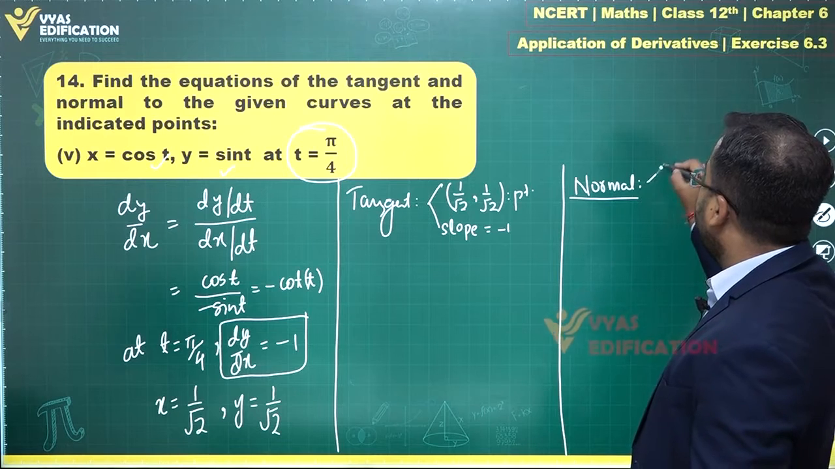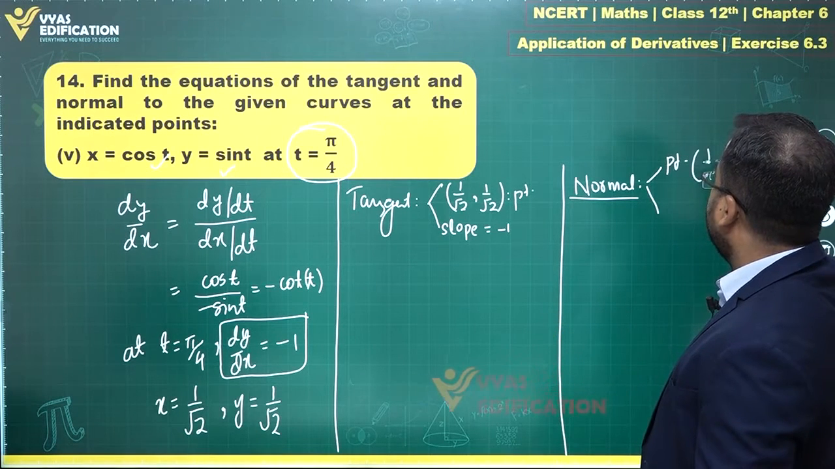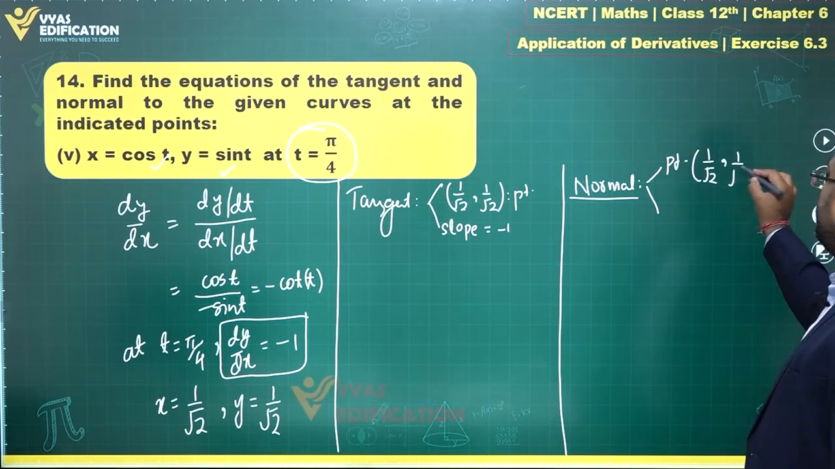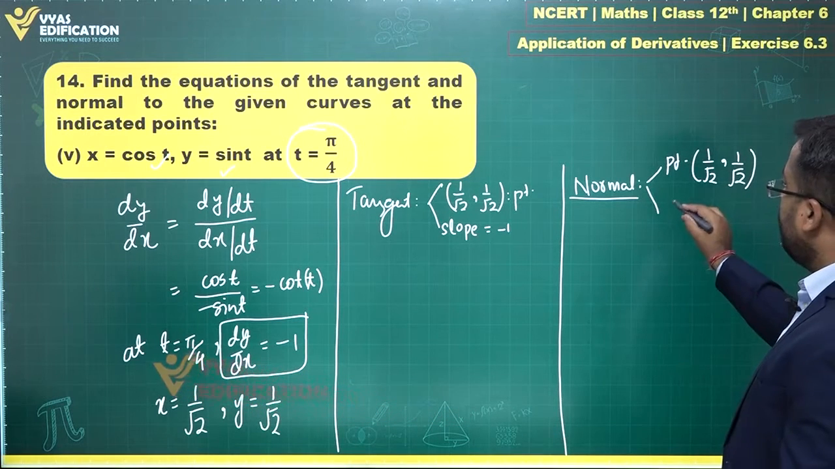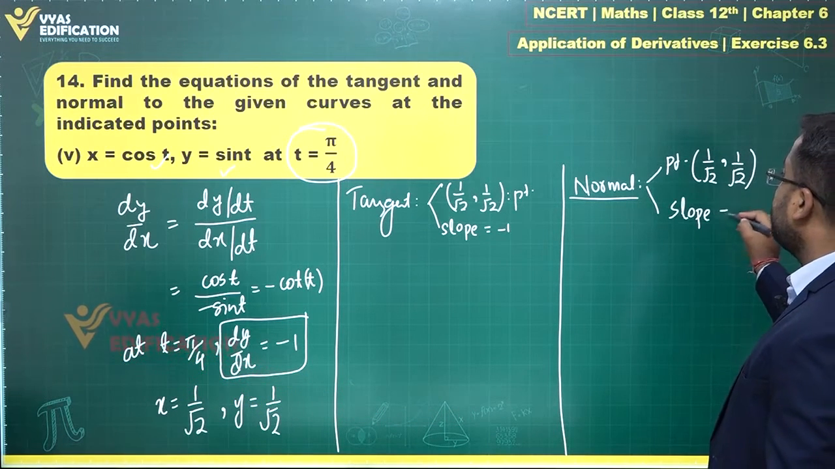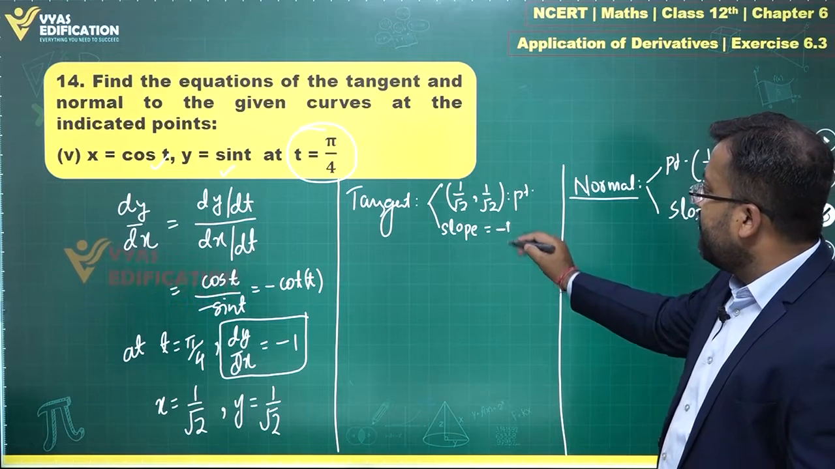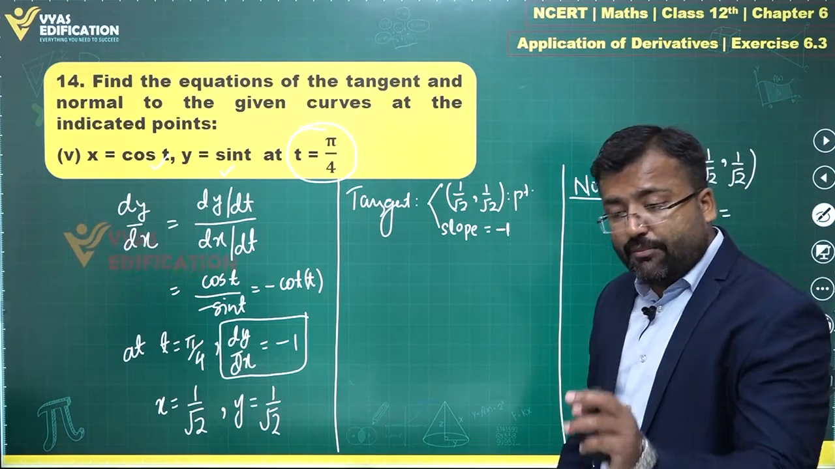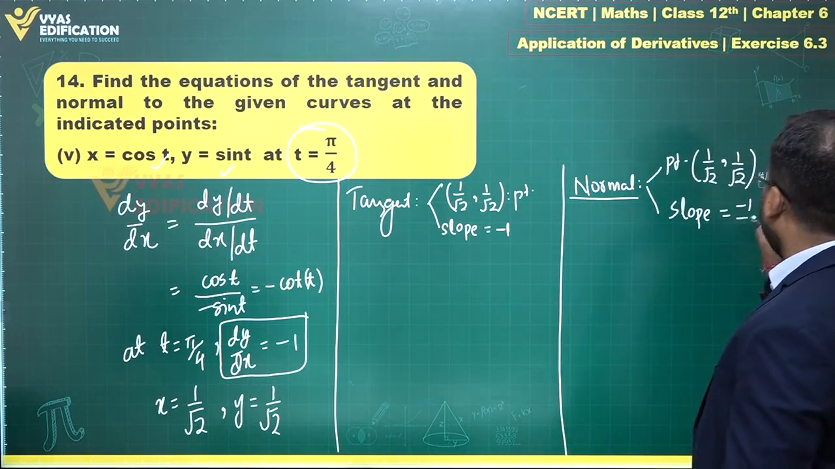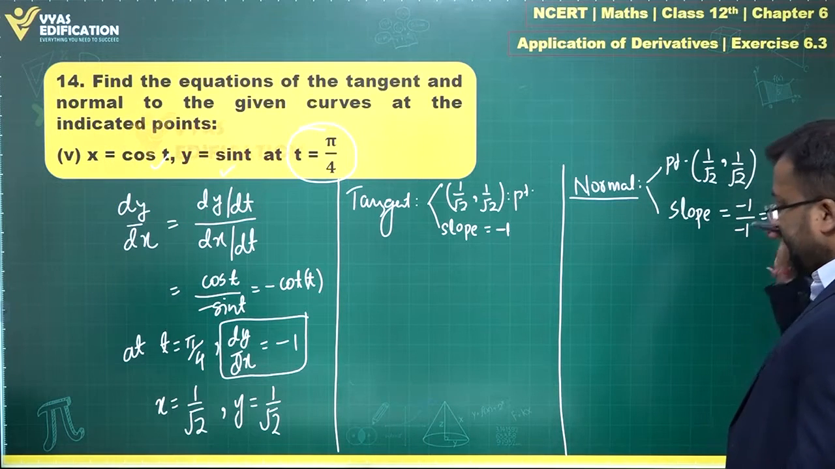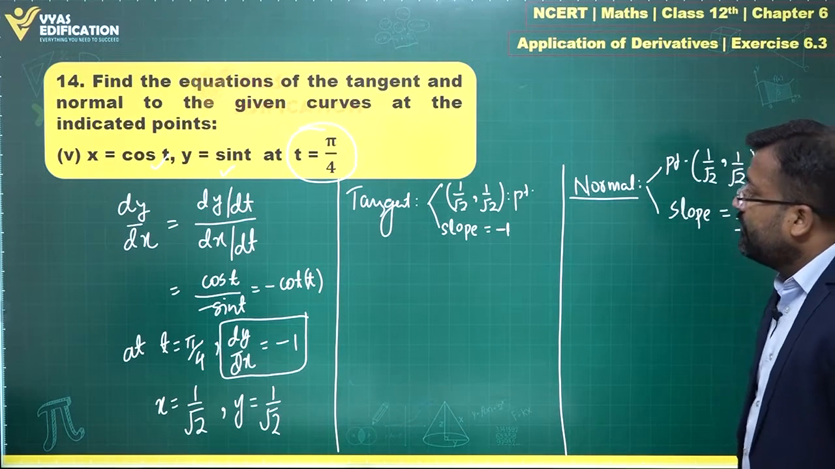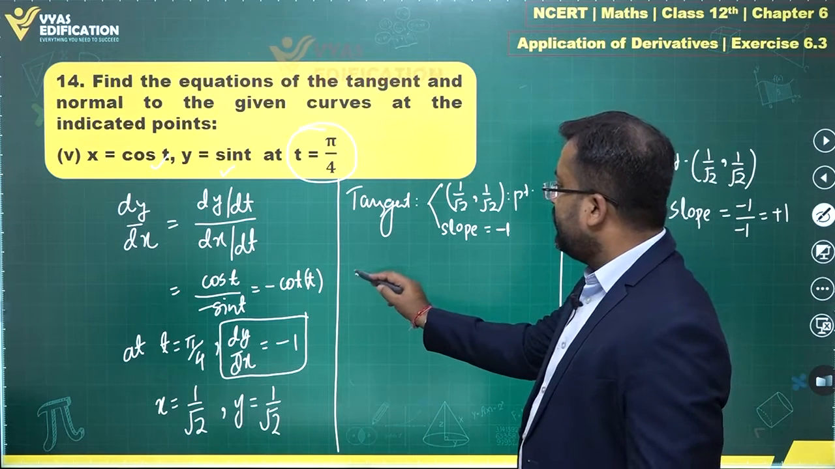Similar things. Again, I have the point, the same point, 1 by root 2 comma 1 by root 2, and I have the slope. Slope is negative reciprocal of this. Okay, this is minus 1. Minus 1 upon this expression is what I'll need. Minus 1 upon minus 1, which is plus 1. That's the slope of this particular normal. Now, finding that equation will not be difficult.